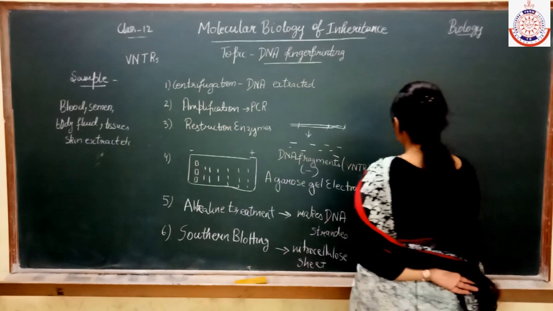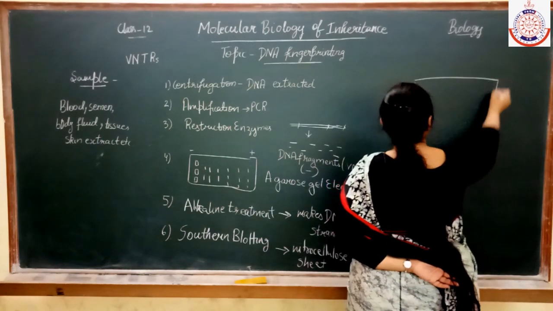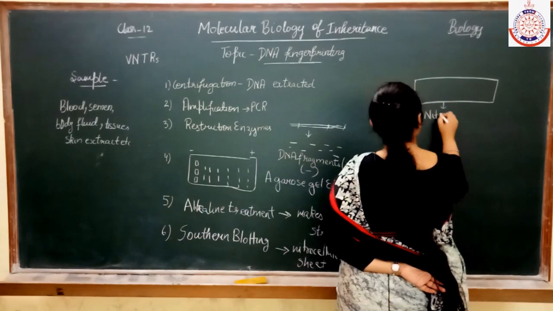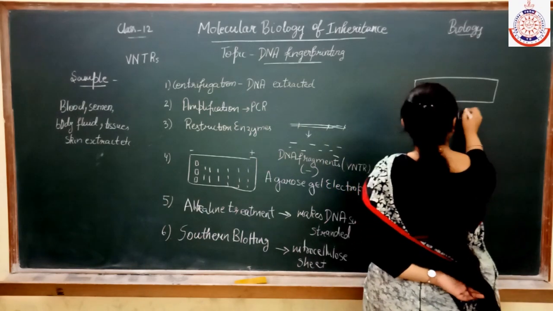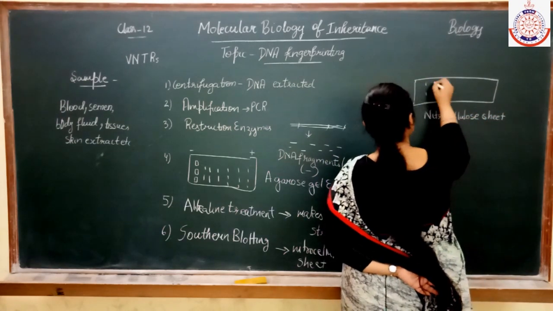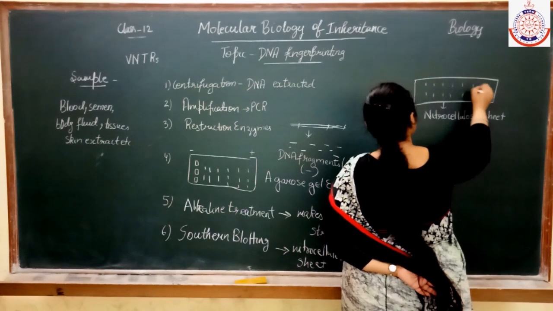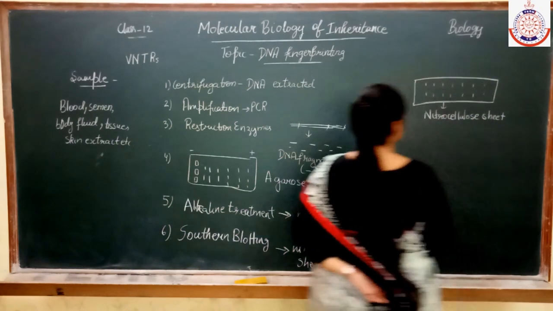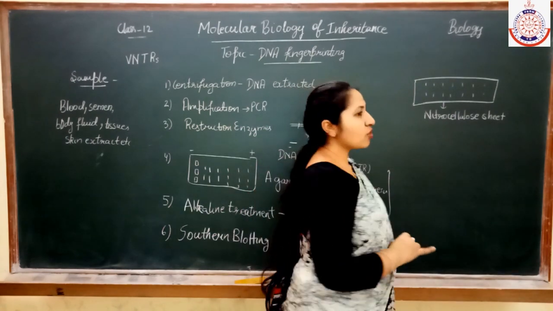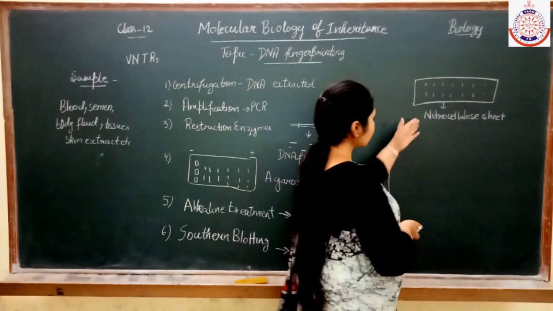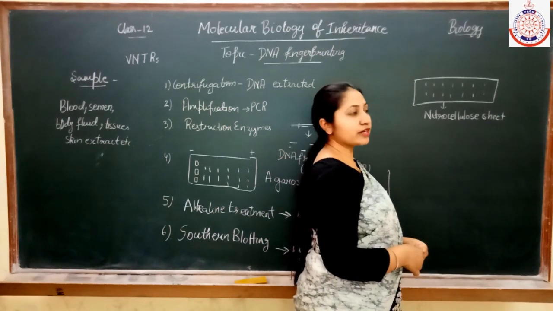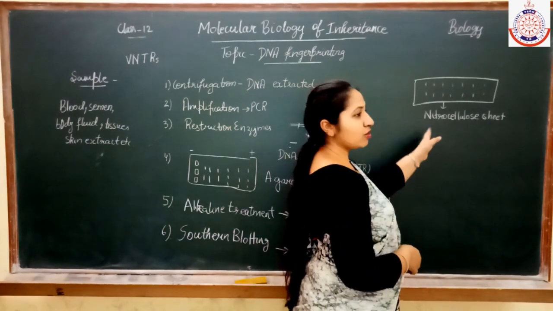Okay. Now I am doing it like this. This is the nitrocellulose sheet, and these are the DNA fragments which are transferred over this. Now what is the purpose for this? Because now they have to react, they have to make bonds with the radioactive DNA probe. So that's why they are transferred over the nitrocellulose sheet.